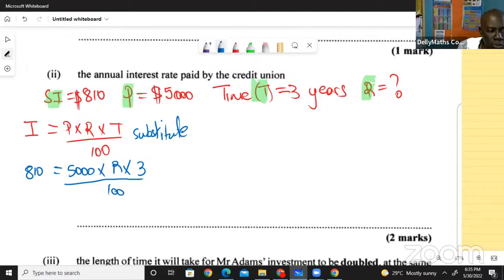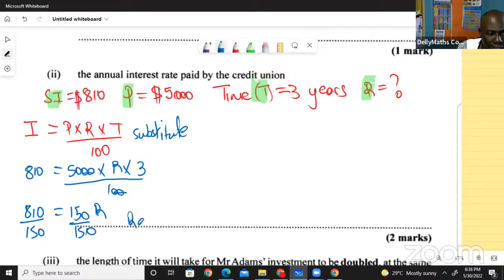You could work it, you could see 2 zeros cancel right there. So you'll actually have 810, which is equal to 50 times 3, yeah? And so we'll end up with 150 R, all right? So we have 150 R right there, right? Now let's see. So the R is gonna be 150 divided by 150 there, divided by 150 there. So 810 divided by 150 is going to give me 5.4%.